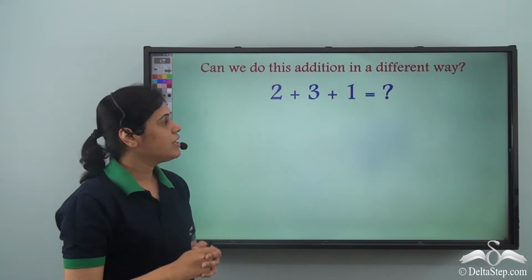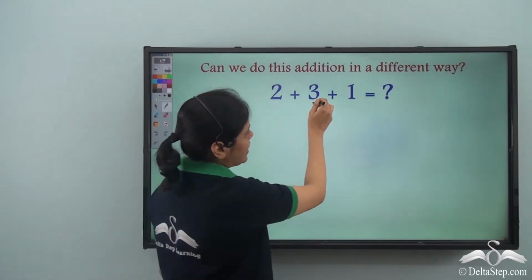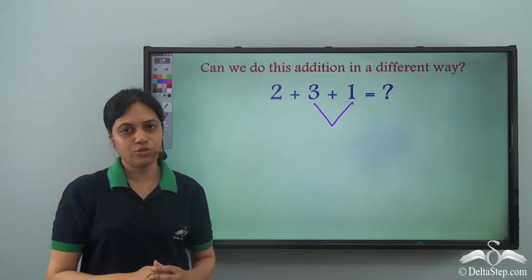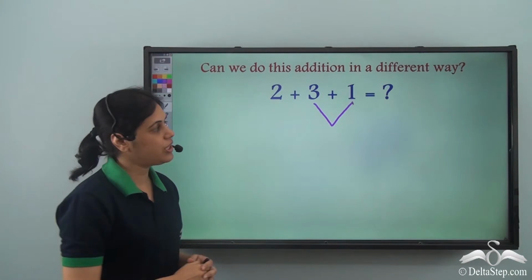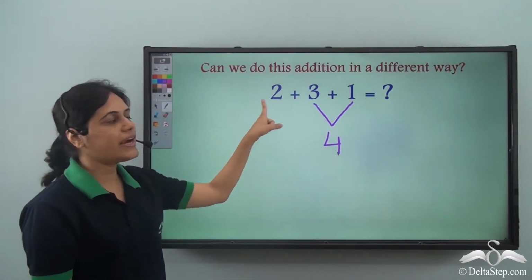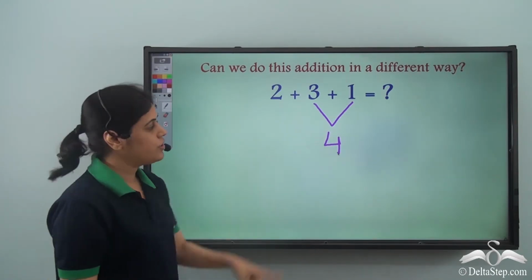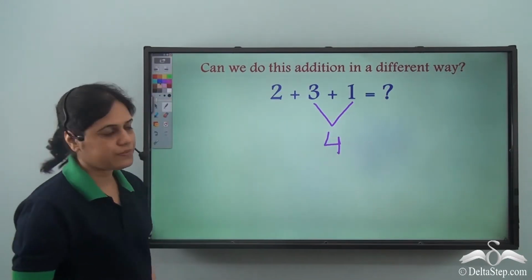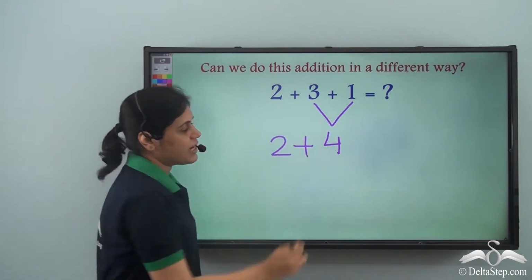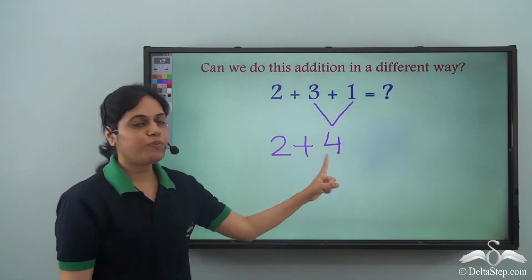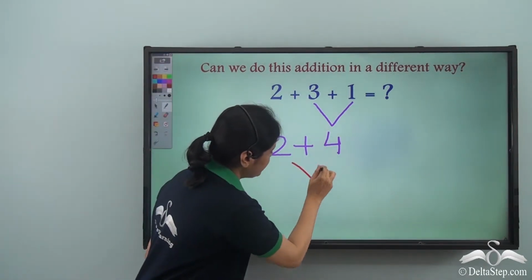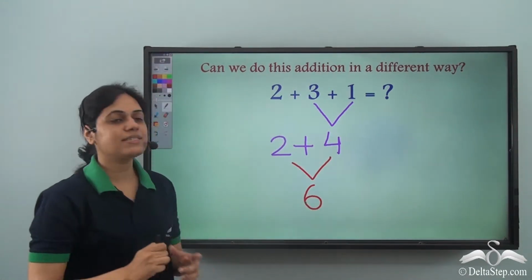Let's check. This time, let's add 3 and 1 first. So what is 1 added to 3? 1 added to 3 is 4. But I need to add the third number, which is 2. So let me add 2 to it. So I have 2 plus 4. Now 2 plus 4 is 6.